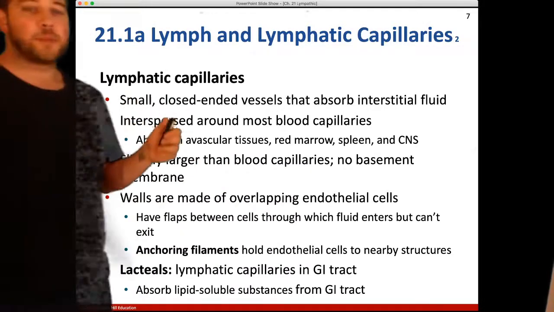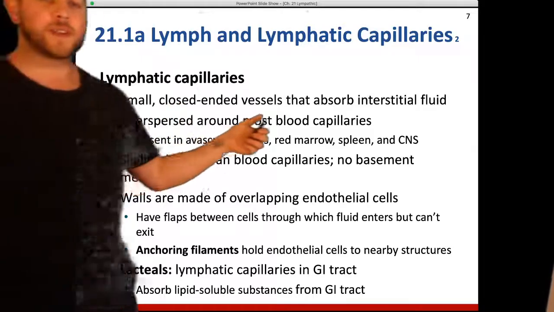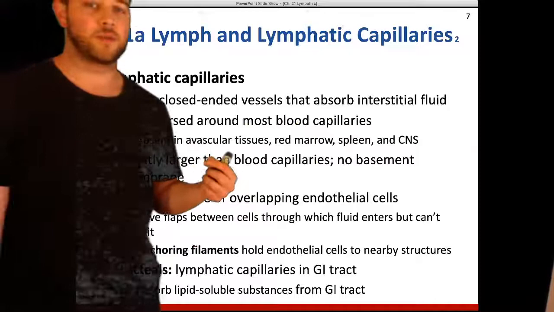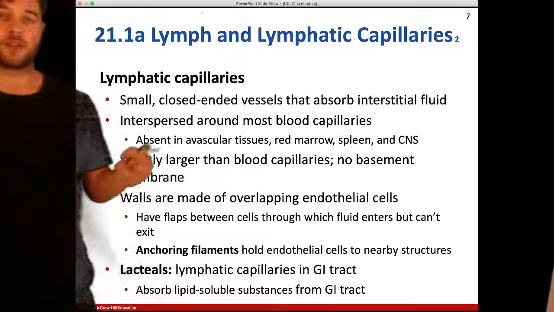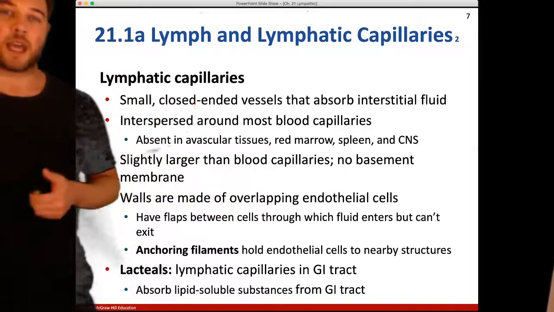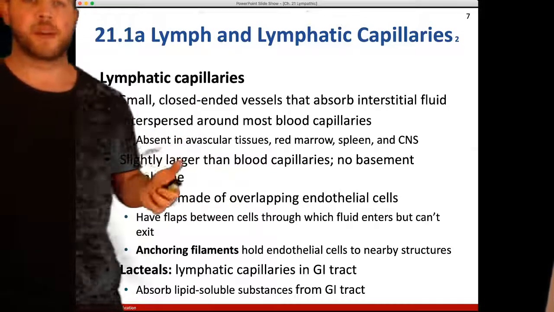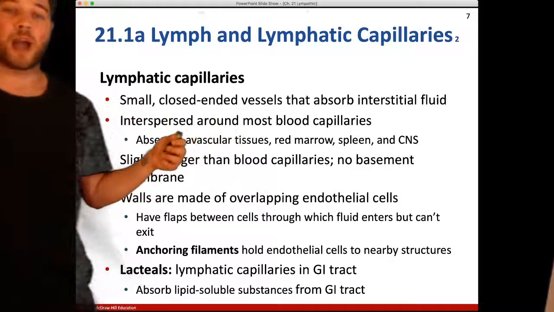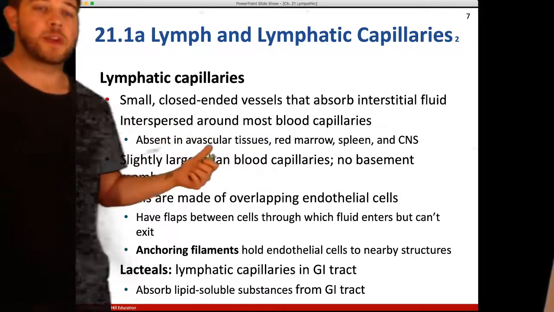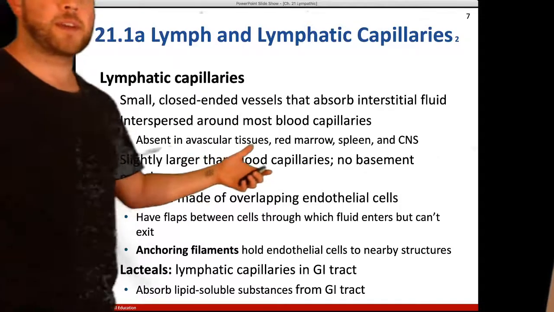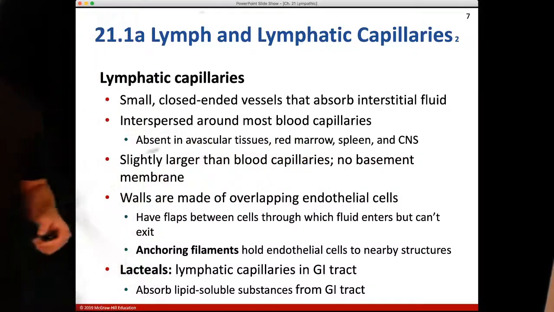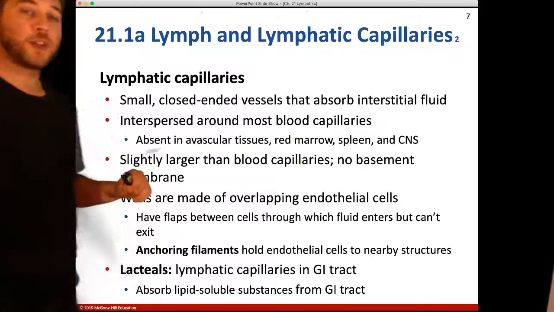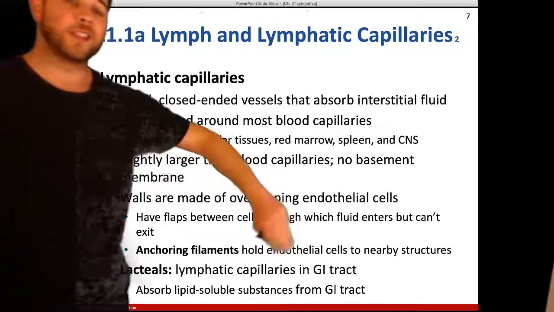Okay, so lymphatic capillaries, those are the small closed-in vessels that absorb interstitial fluid. We'll make this point a couple of times that lymph vessels are very similar to veins in the way that they're structured. And lymphatic capillaries are similar to capillary beds. So these are closed-ended. So how does the fluid get in there? They're interspersed around most blood capillaries, absent in avascular tissues, red bone marrow, spleen, and cerebrospinal fluid. Slightly larger than your blood capillaries, they have no basement membrane. The walls are made of overlapping endothelial cells.